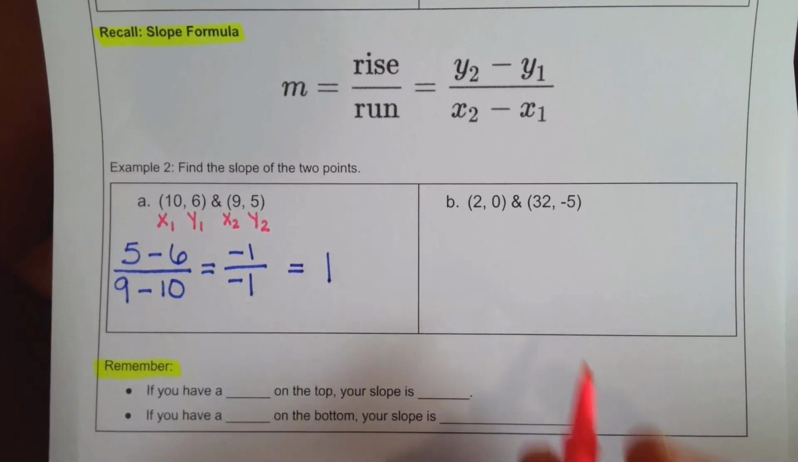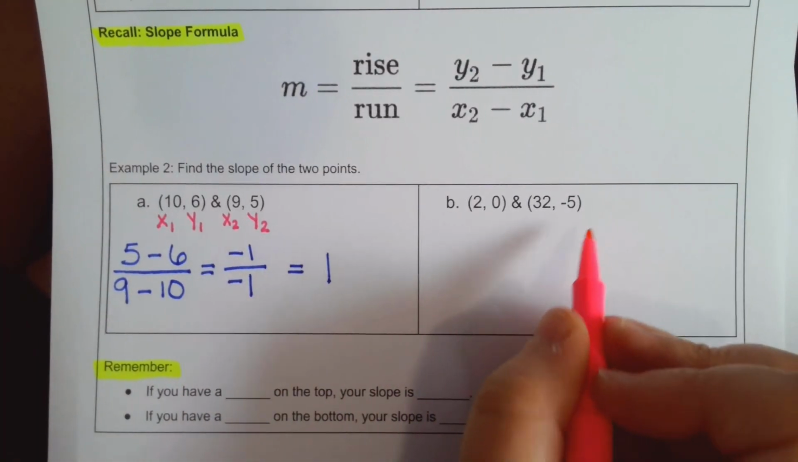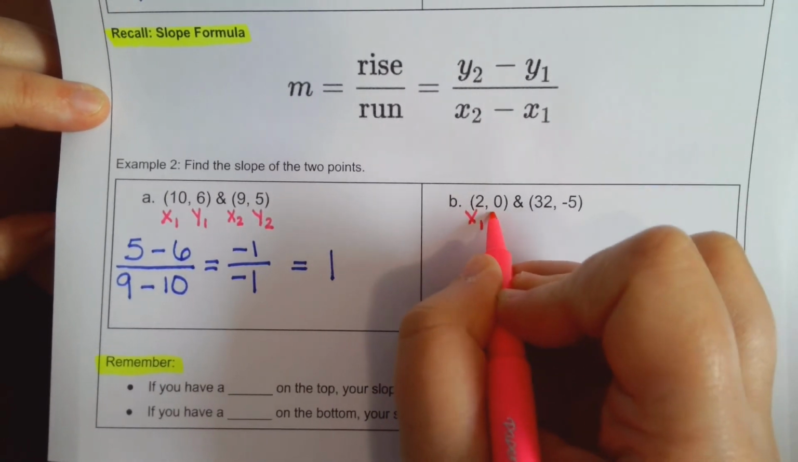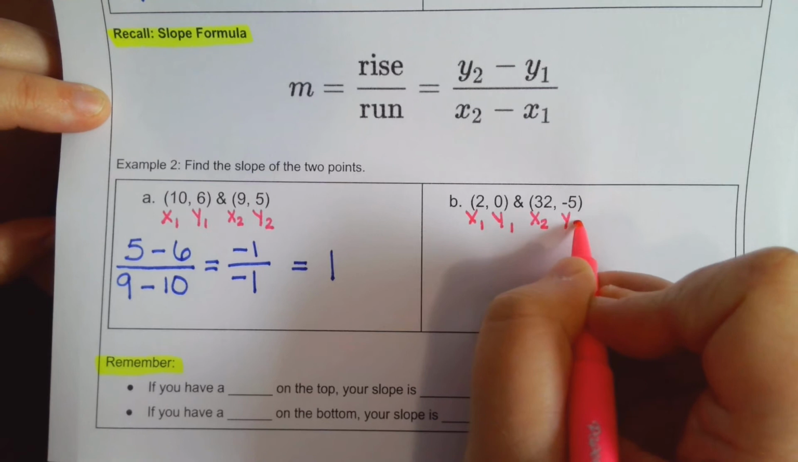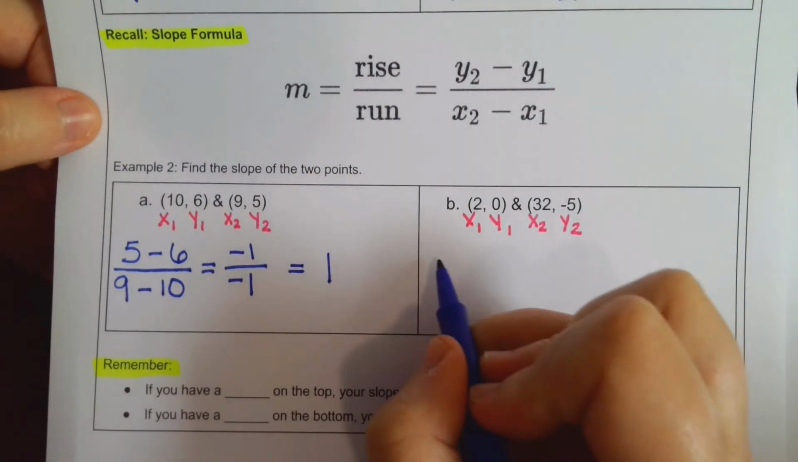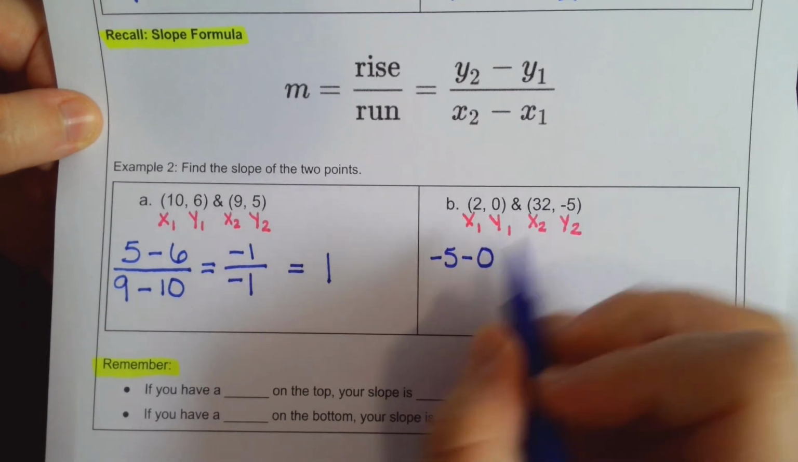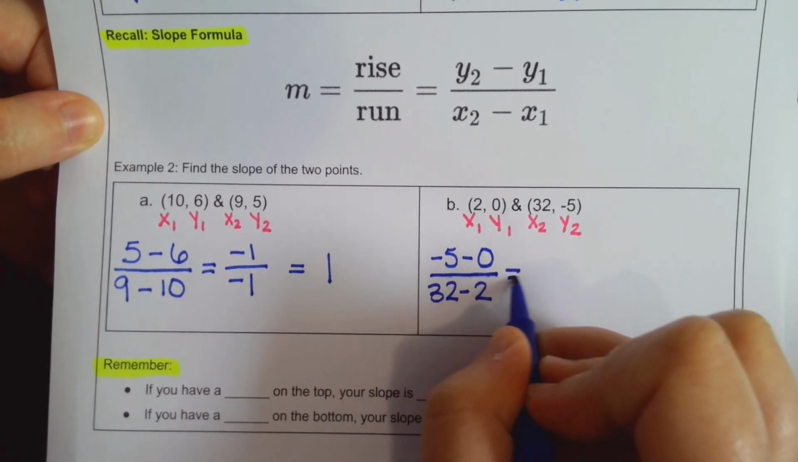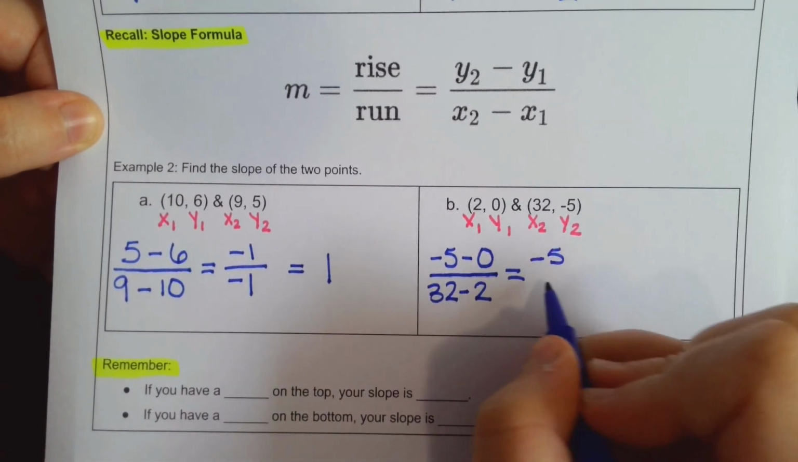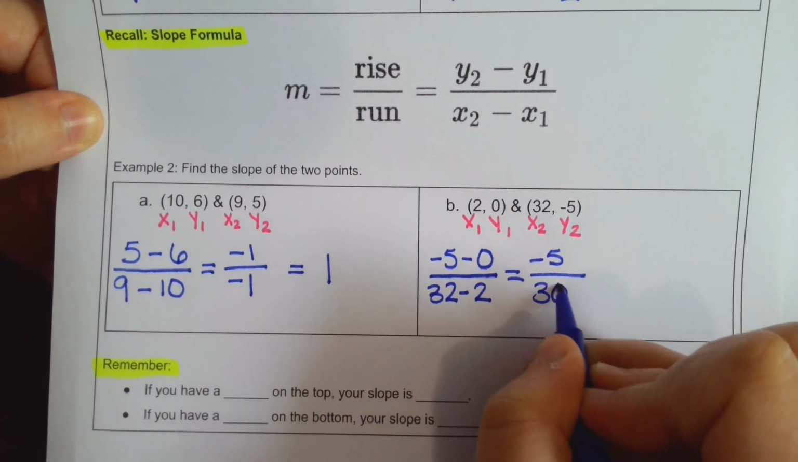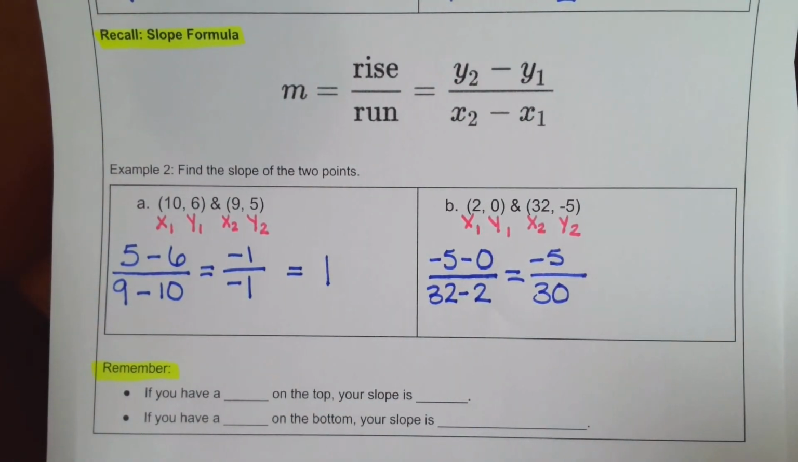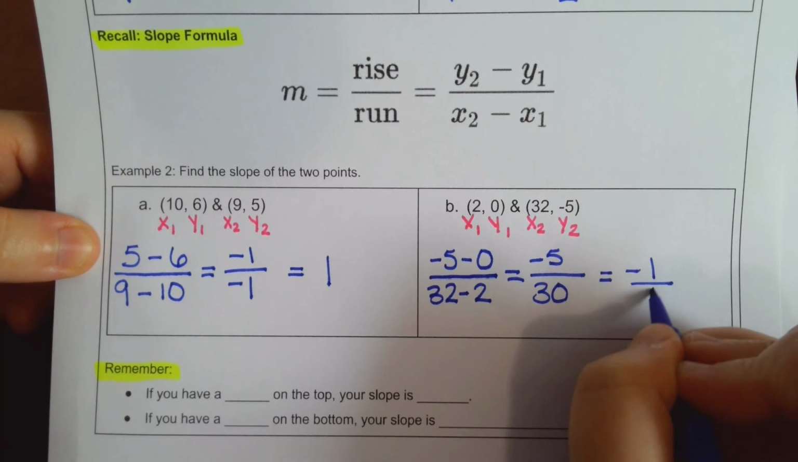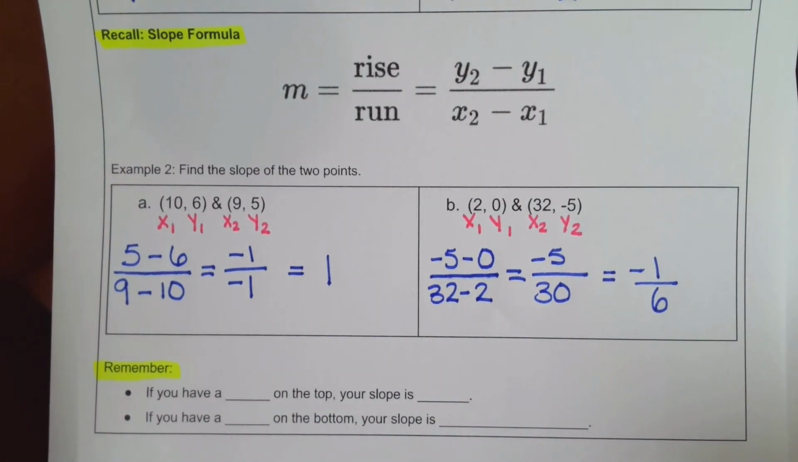Our next two sets are 2 points, 2, 0, and 32, -5. So again, I like to label x1, y1, x2, y2. So we have -5 minus 0 all over 32 minus 2. So up top here we have negative 5 all over 30. And again, you need to simplify. So we can simplify negative 5 over 30 to negative 1 over 6. So you need to fully simplify your slopes.